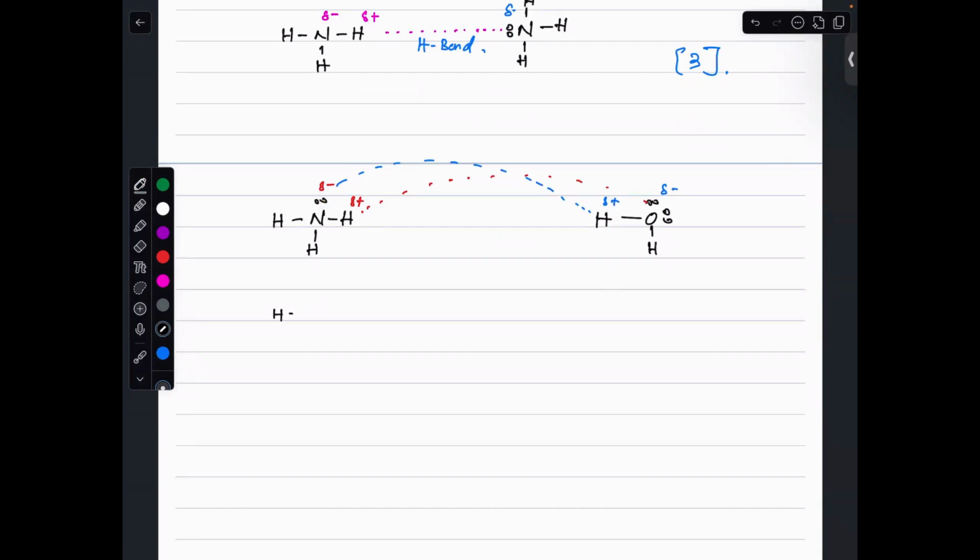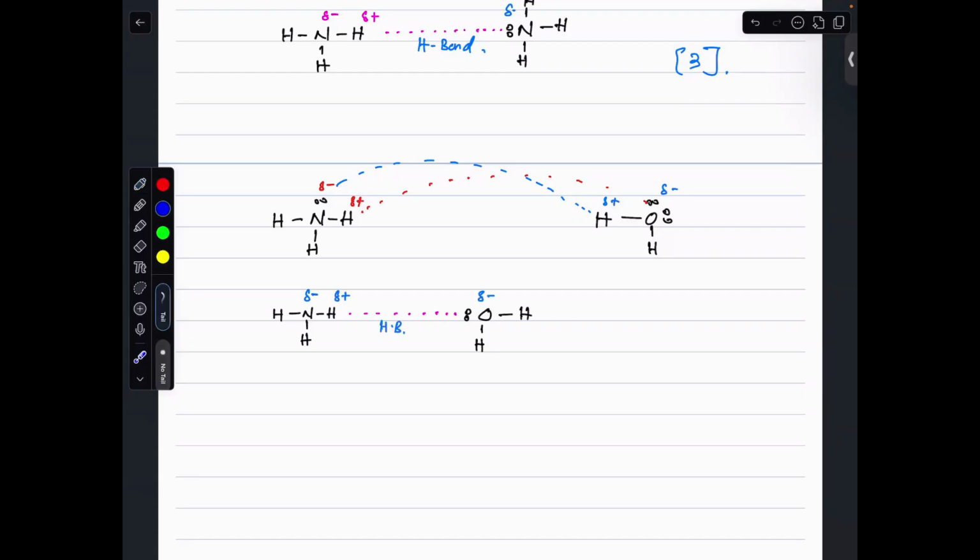Both are 100% correct and both are possible in the same mixture, right? So, if this is ammonia, the hydrogen will attract the lone pair of the oxygen, yes. First let me put the charges: negative, positive, and negative. Perfect. This is a hydrogen bond.